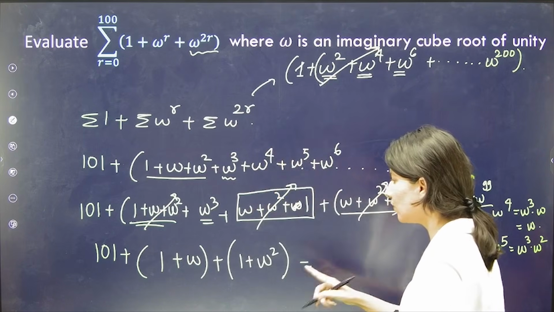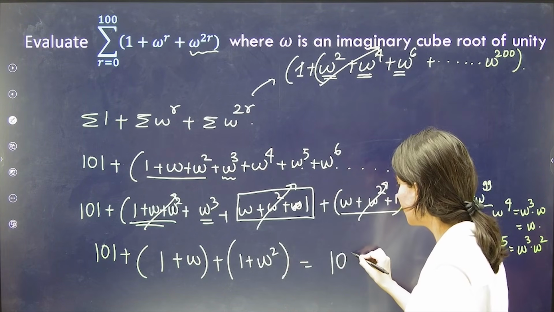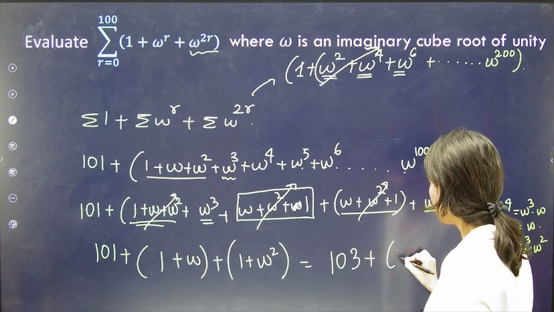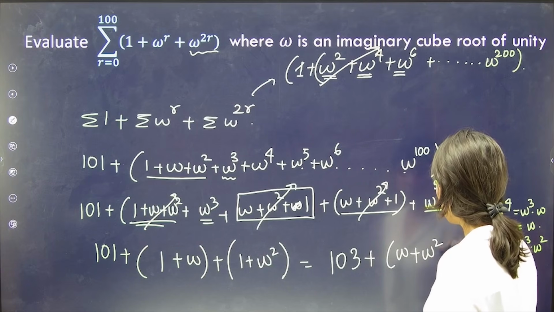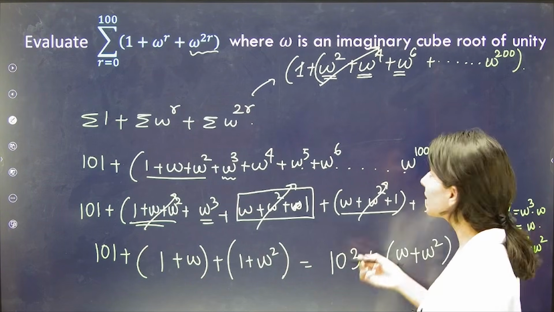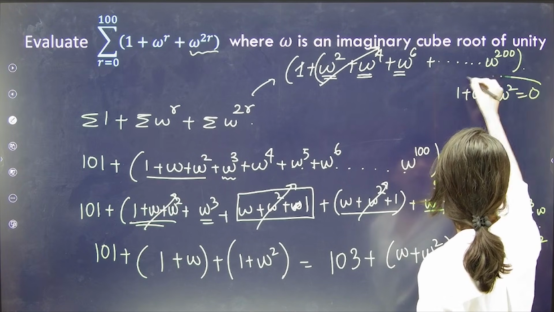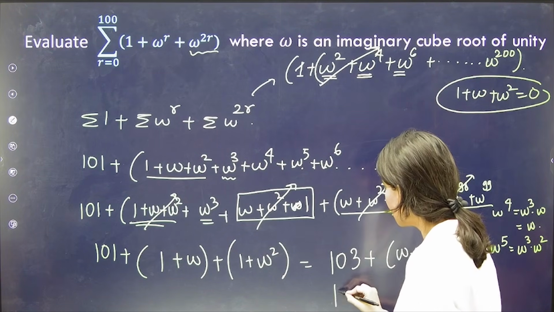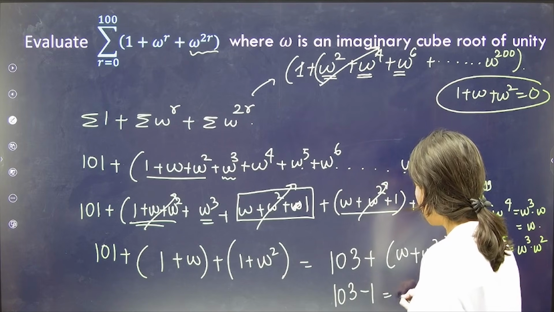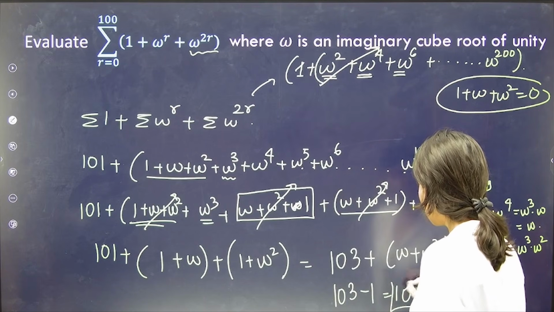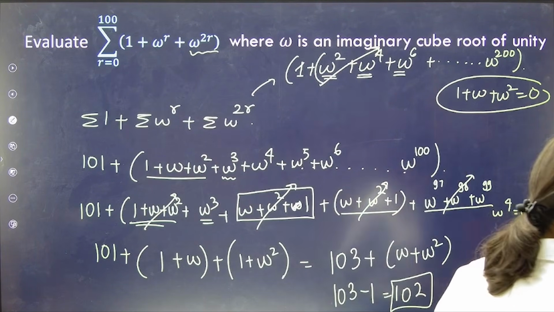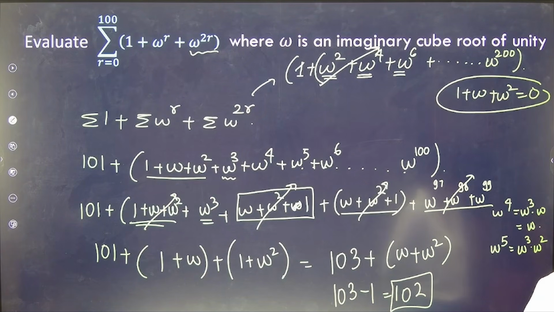So 101, 102, 103 plus omega square. Now you know that 1 plus omega square is equal to 0. Omega plus omega square is minus 1. So 103 minus 1, 102 is the final answer of this question. Okay, have a look, let me know.